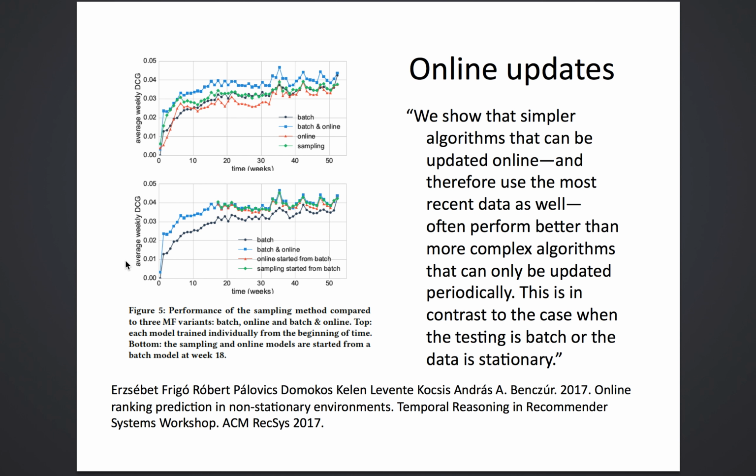So this is a paper by the group at the Hungarian Academy of Sciences. They had a great hands-on tutorial this year as well. Their paper is on online ranking prediction in non-stationary environments. Okay, so the data is changing rapidly. And they say that, well, we show that simpler algorithms can be updated online and therefore use the most recent data as well. And these often perform better than more complex algorithms that can only be updated periodically. And this is in contrast to the case where the testing is batch or the data is stationary.